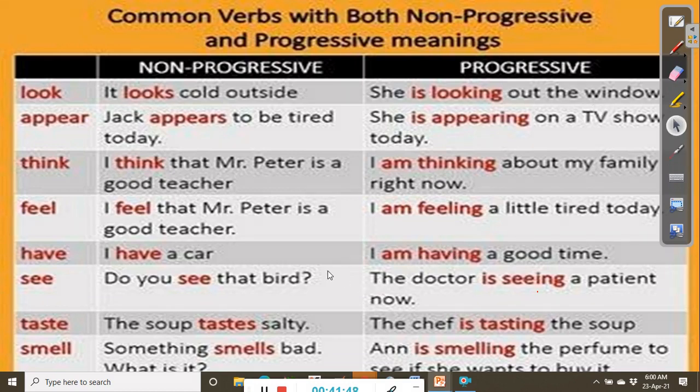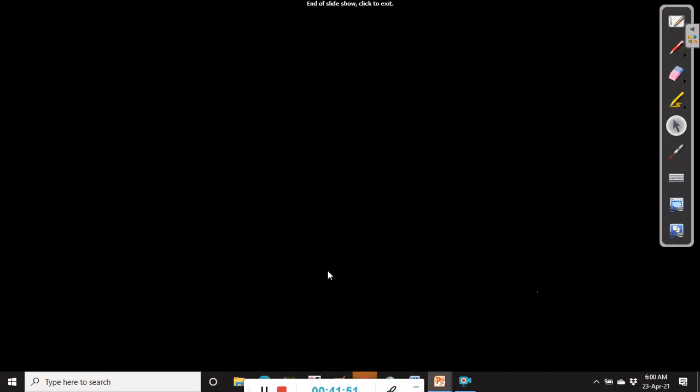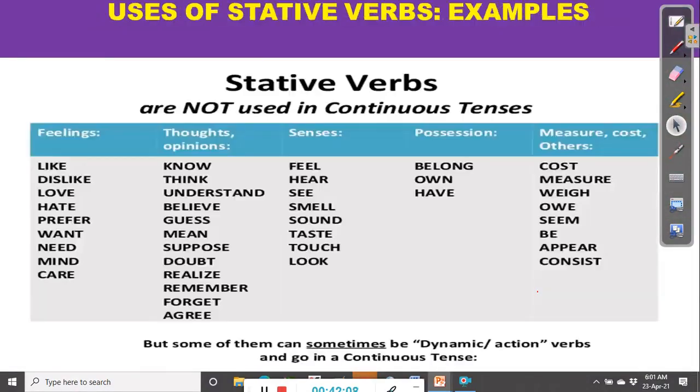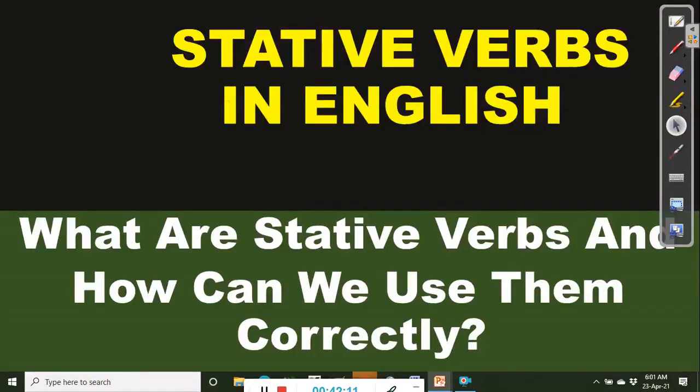So we have looked at these appropriate ways of using the stative verbs as stative verbs, and we have looked at exceptional cases when we can use stative verbs as dynamic also. Then this is where we shall draw the curtain in today's video. We have been looking at stative verbs in English. What are stative verbs and how can we use them correctly?